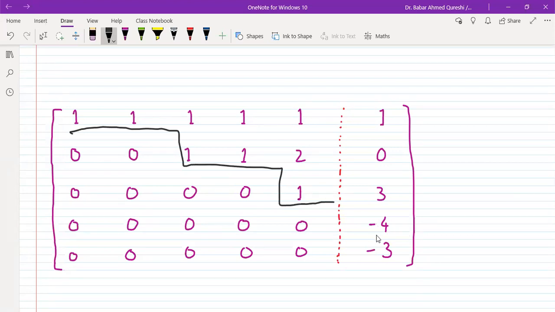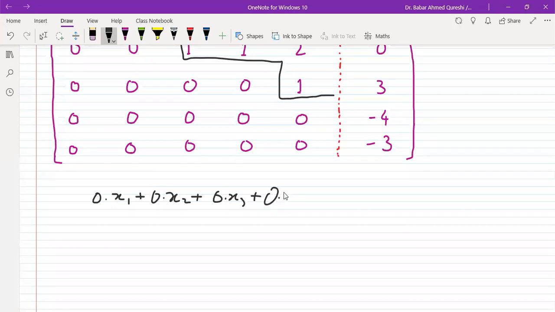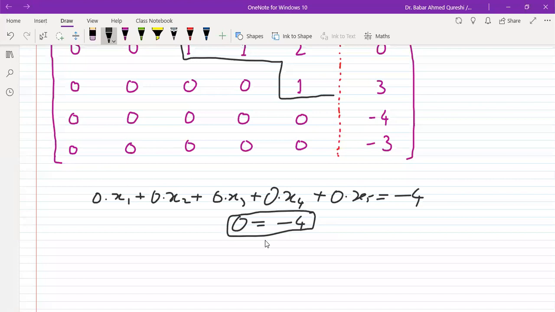But these numbers got changed. So let's see what these equations are saying now. What's equation number 4? It says 0 times x1 plus 0 times x2, 0 times x3, plus 0 times x5 is equal to minus 4, or 0 is equal to minus 4. Similarly, equation 5 is saying 0 is equal to minus 3.